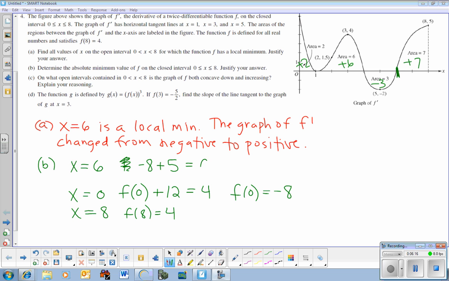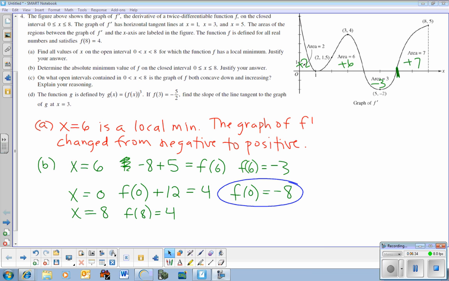So f of 6 must equal negative 3. So if you consider your local min and your two endpoints, the lowest value out of all of those is negative 8. All right, absolute min on the closed interval 0 to 8 is at negative 8, and that happens at x equals 0.